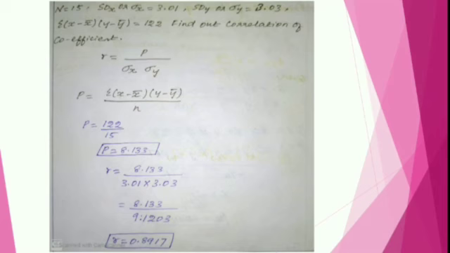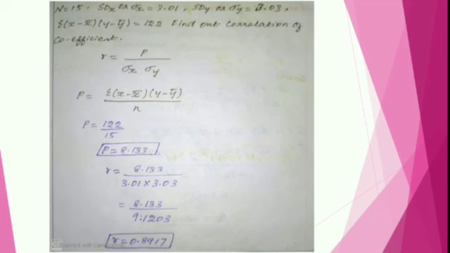Example problem number 3. N equal to 15. SDX or sigma x equal to 3.01. SDY or sigma y equal to 3.03. Summation of x minus x bar into y minus y bar equal to 122. Find out correlation coefficient.